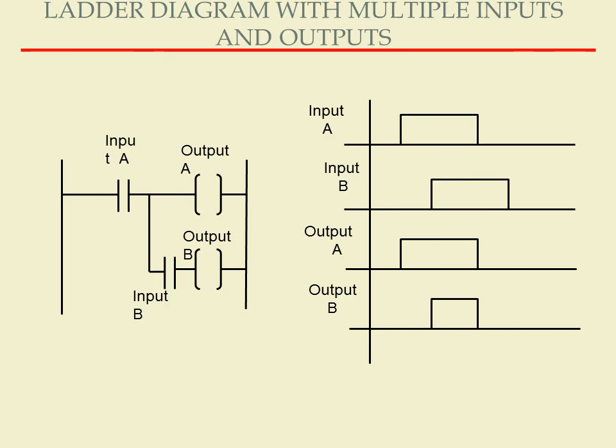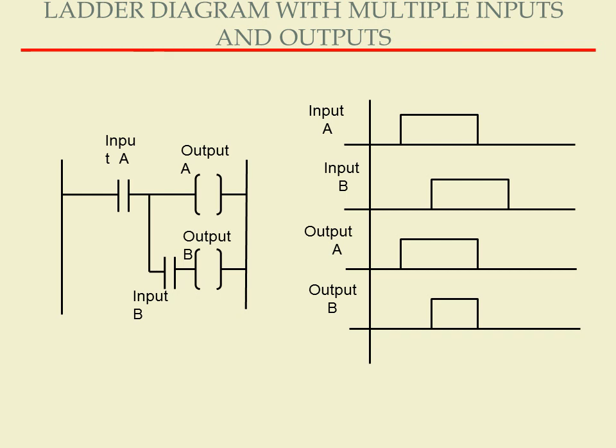Then the second example is a ladder diagram with multiple inputs and outputs. So here input A is given to both output A and output B, but output B is connected with another switch, another input, that is input B. So let us see a timing diagram for it.